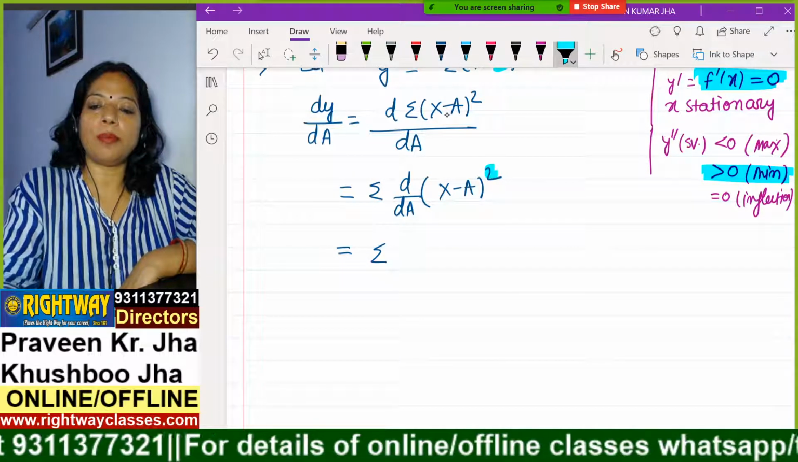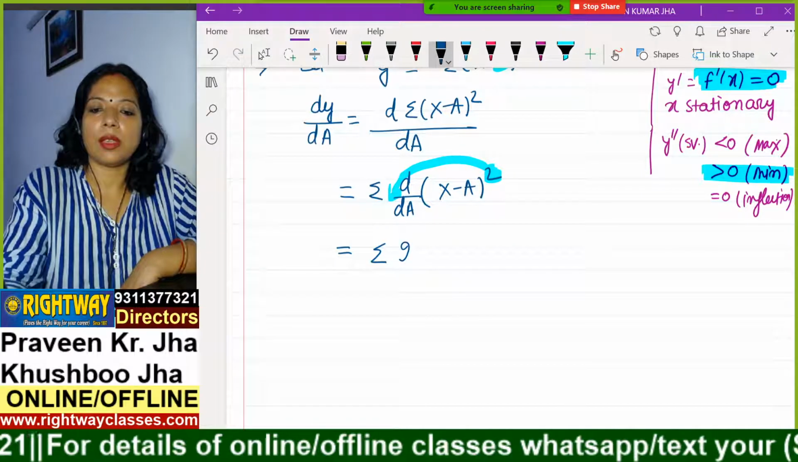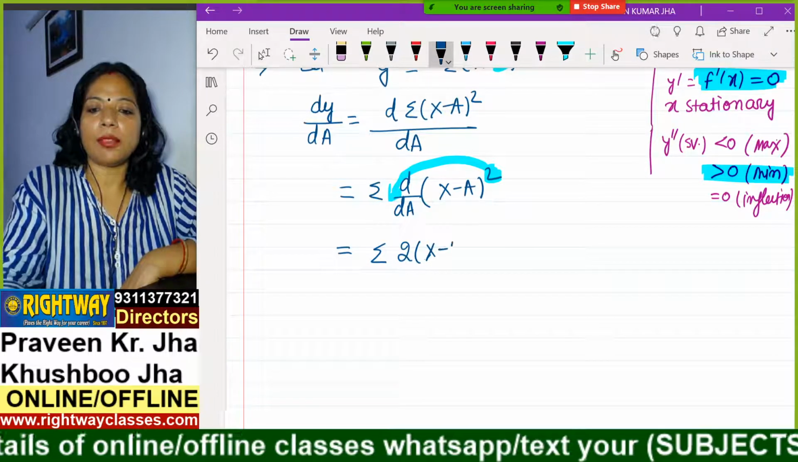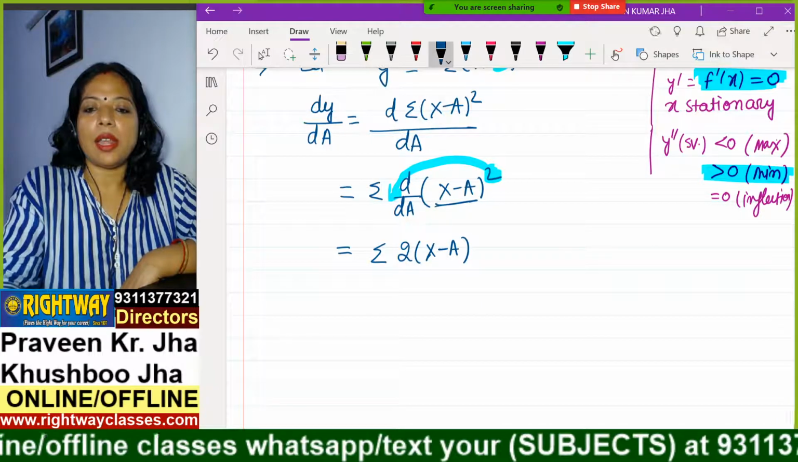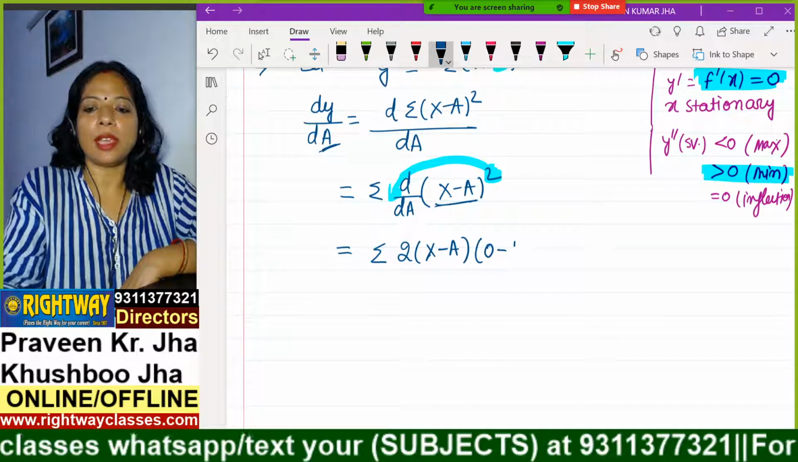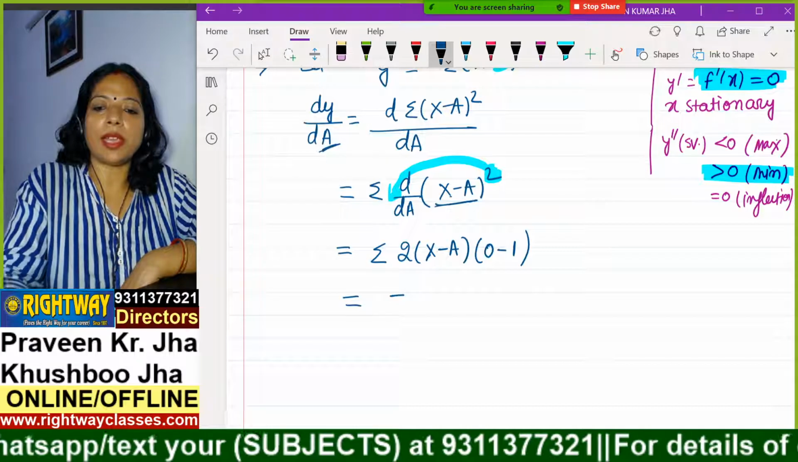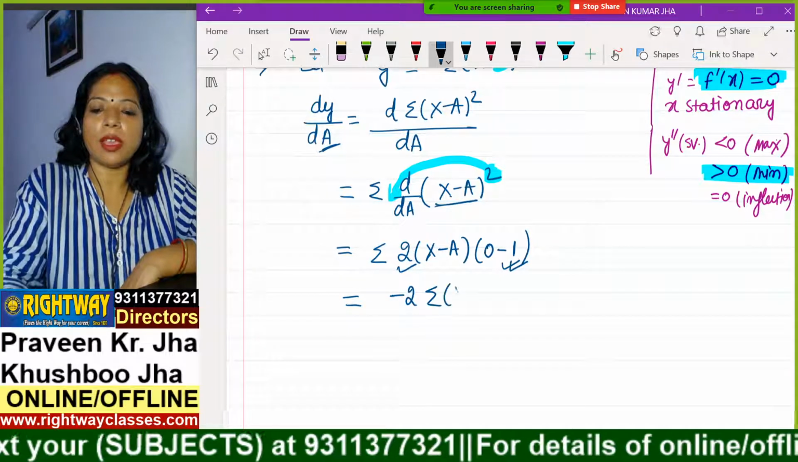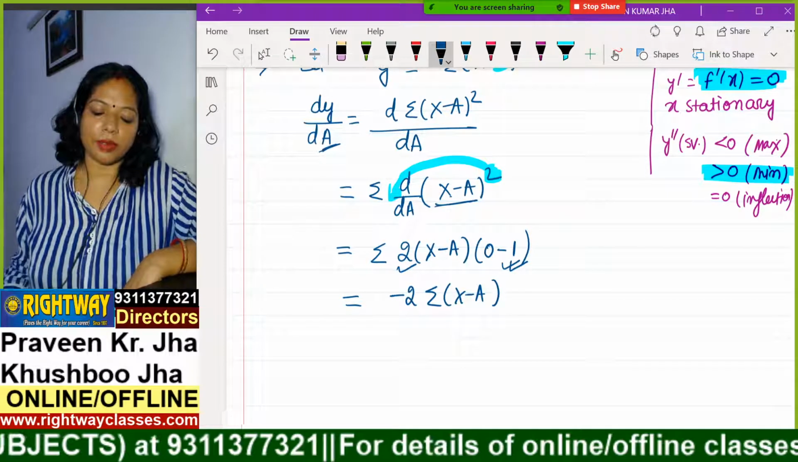This is the power rule. First 2 will come over here, and then x minus a, and then differentiating the inner part. Now with respect to a, x is constant, so it will be 0 and a will be 1. So this is taking minus 2 common. Here it is minus 1 into 2, minus 2 outside, we will get summation (x minus a). Is it okay or not? First derivative.